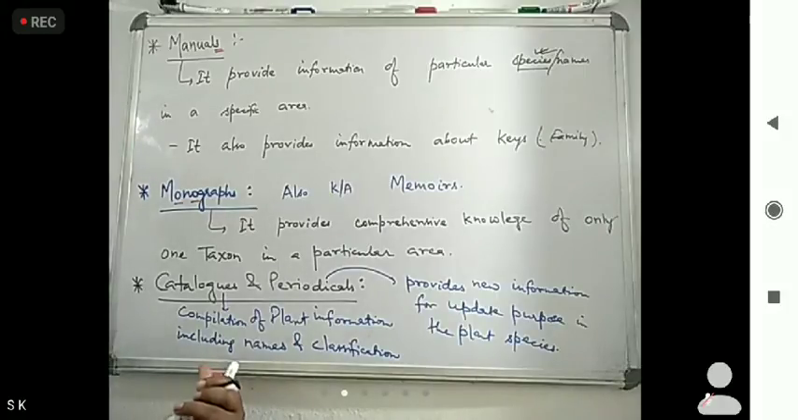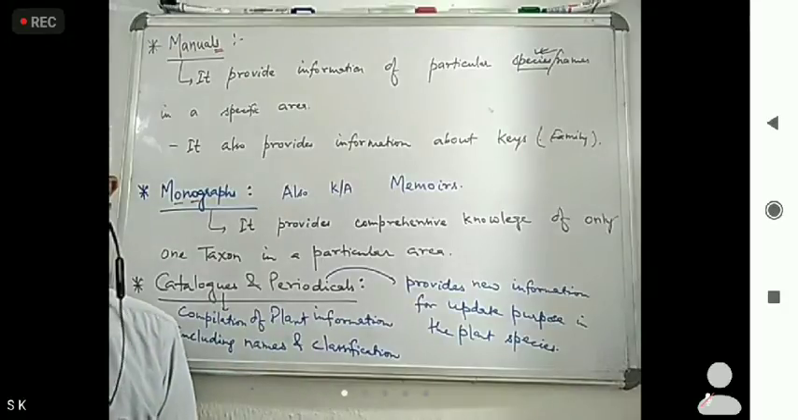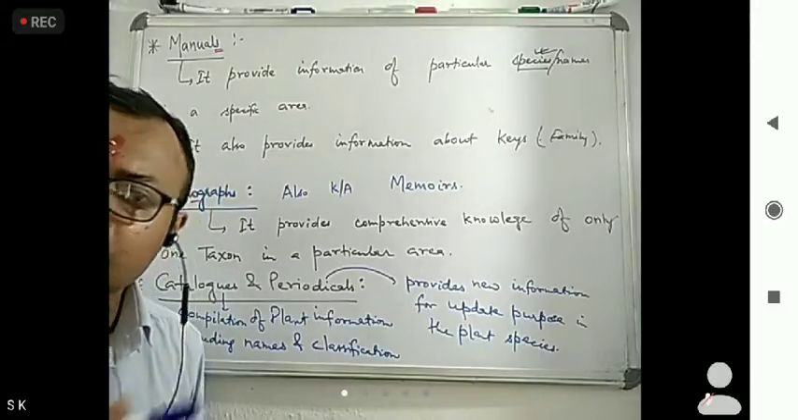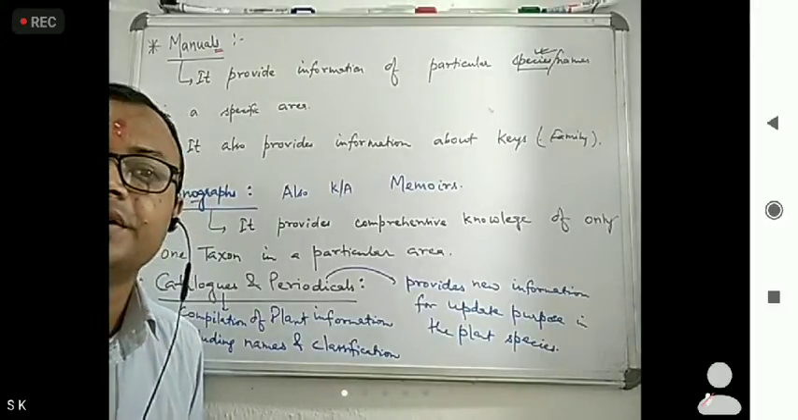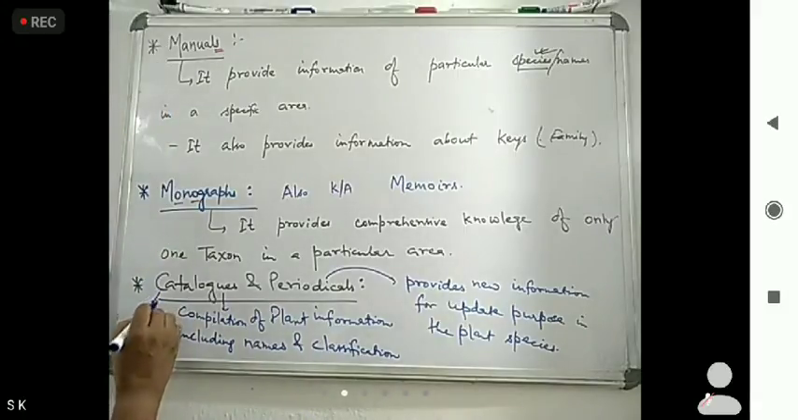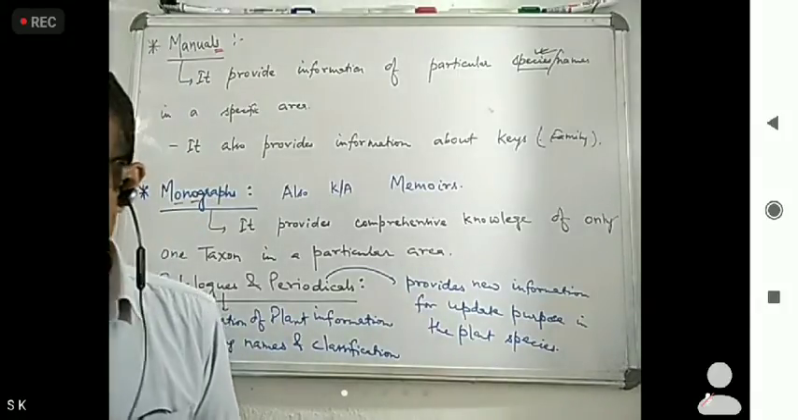These are compilations of plant information including names and classification. Okay, for what? It is also helpful in updating the existing record. So we can write that update existing records. So these are some important taxonomic aids.